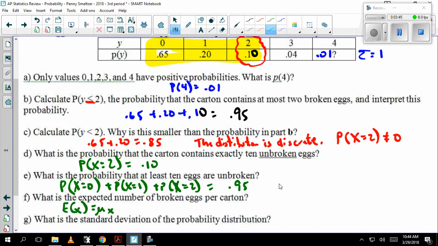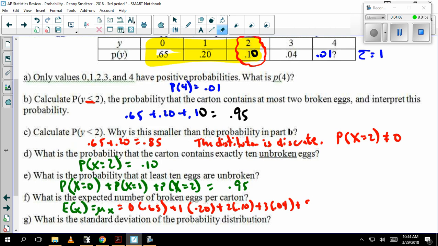The expected number is going to be 0 times 65% plus 1 times 20% plus 2 times 10% plus 3 times 4% plus 4 times 1%. And you multiply and add all that together, and you can trust me, you get 0.56. So on average, there's 0.56 broken eggs per carton.